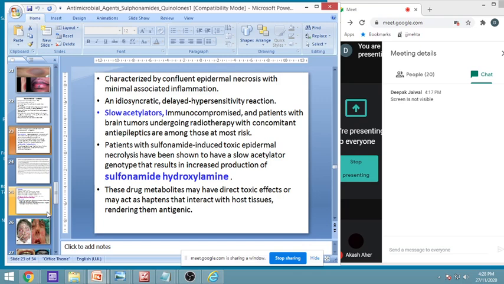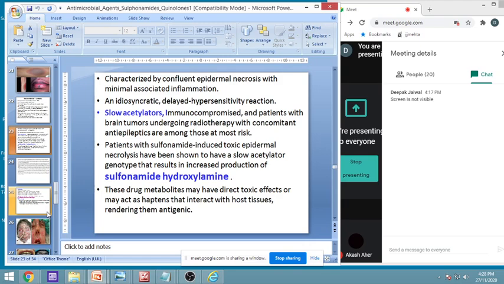These are characterized by confluent epidermal necrosis with minimal associated inflammation. It is an idiosyncrasy. The word was usually called a genetic one, now we call it pharmacogenetics. So it is an idiosyncratic or delayed hypersensitivity reaction, because some people with a specific genetic makeup will be prone to this kind. Slow acetylators, immunocompromised patients, and patients with a brain tumor undergoing radiotherapy with concomitant antiepileptics are among the most at risk.